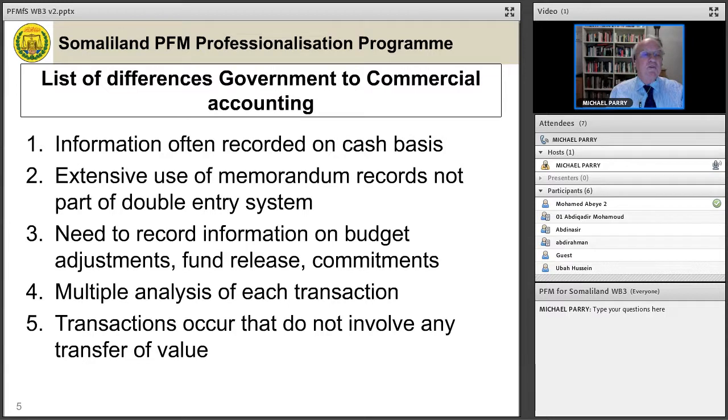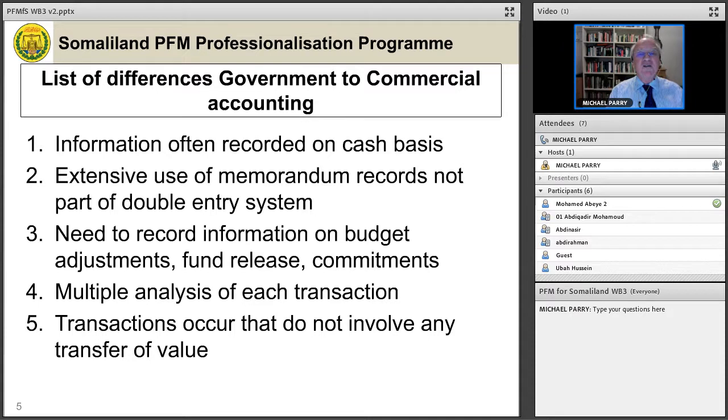First of all, we mentioned information is often recorded on a cash basis. Extensive use of memorandum records not part of the double entry system. The commitment ledger is an example of that. It's not part of the accounting system, but it is an important part of your budget execution control system. And largely this is because you need to record information on budget adjustments, supplementary budgets, fund release and commitments.